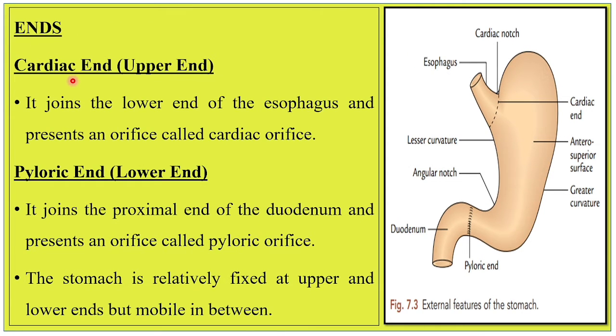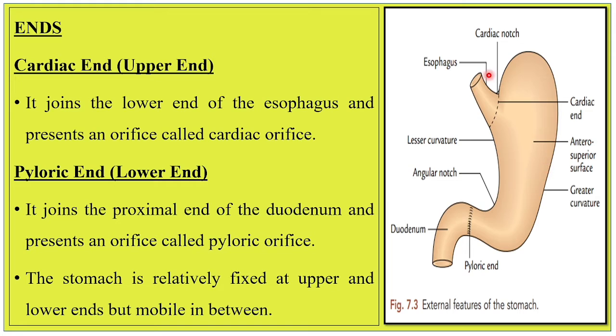And first is the ends. The first end is the cardiac end or the upper end. It joins the lower end of the esophagus and presents an orifice called the cardiac orifice. And the second end is the pyloric end, the lower end of your stomach. It joins the proximal end of the duodenum and presents an orifice called the pyloric orifice. The stomach is relatively fixed at the upper end and lower end and mobile in between.